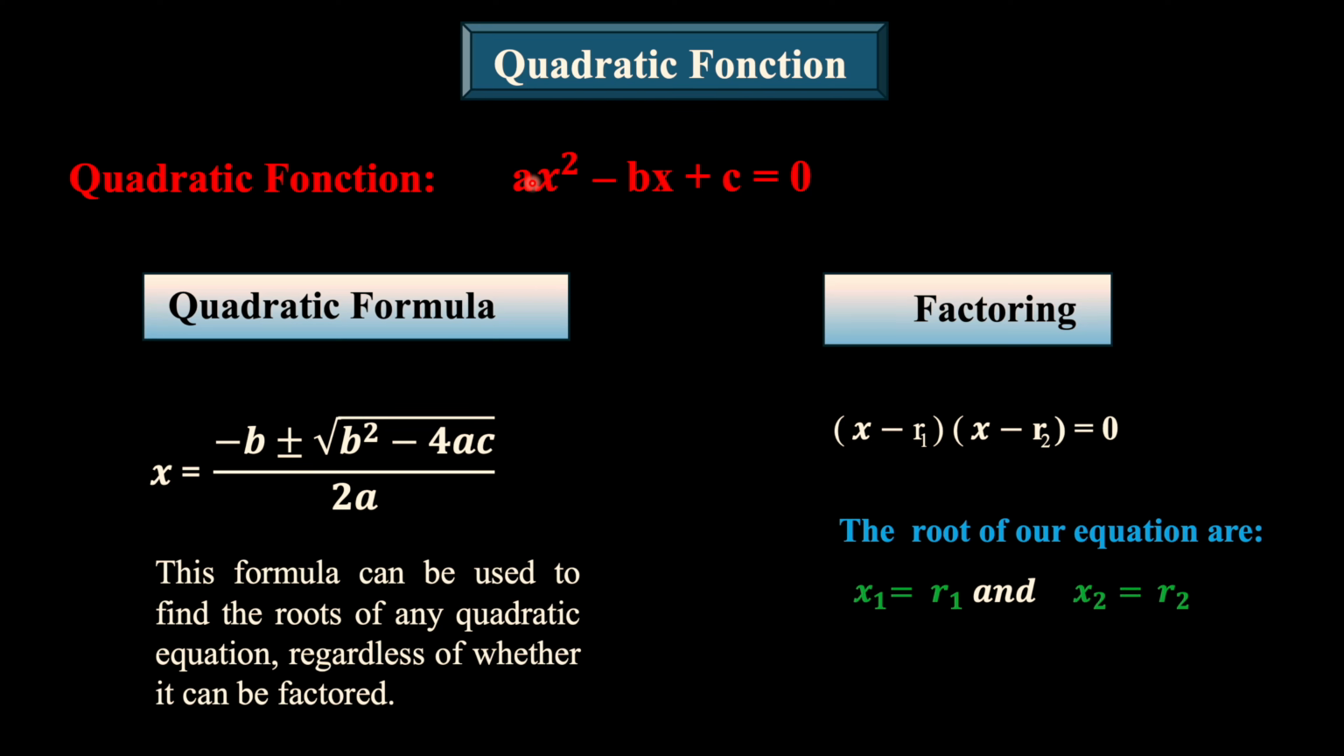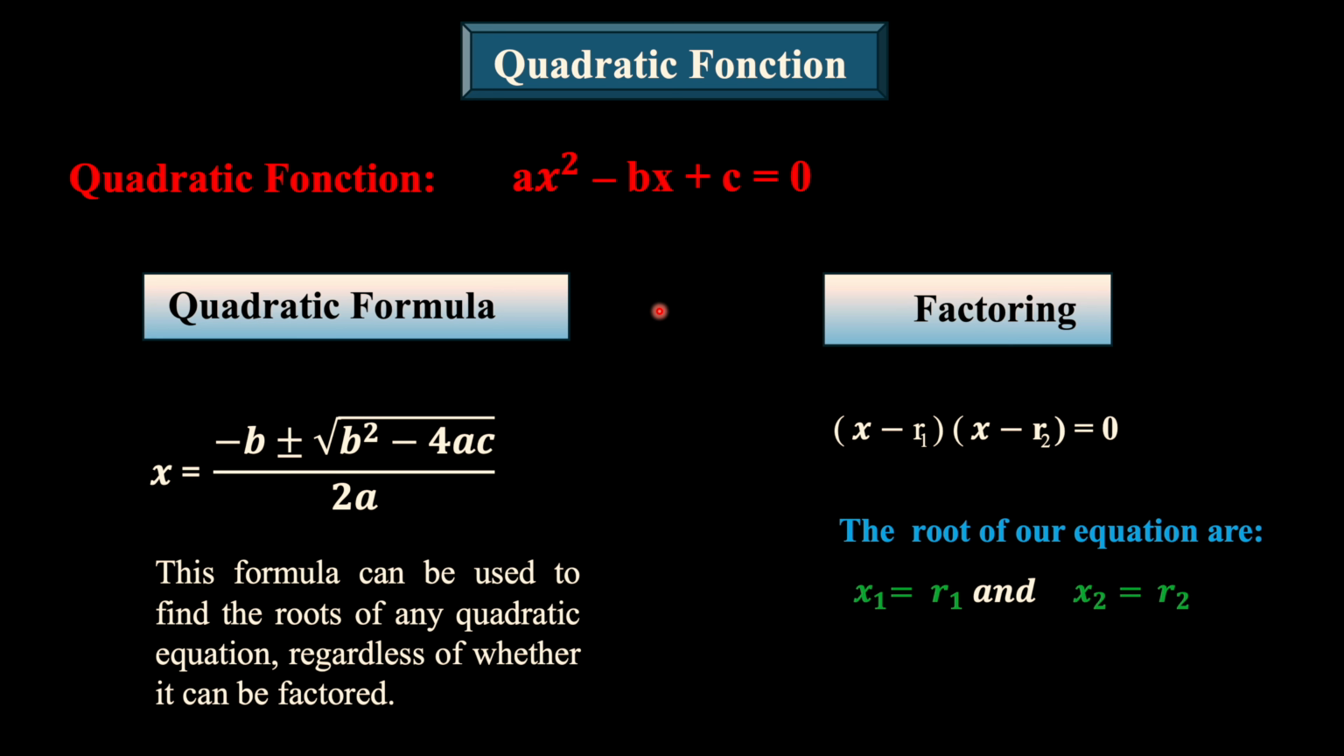In this video, you will learn how to solve a quadratic function. This is the general shape of a quadratic function, ax squared minus bx plus c is equal to 0. Always keep in mind a, b, c. This is important, we will use it now.